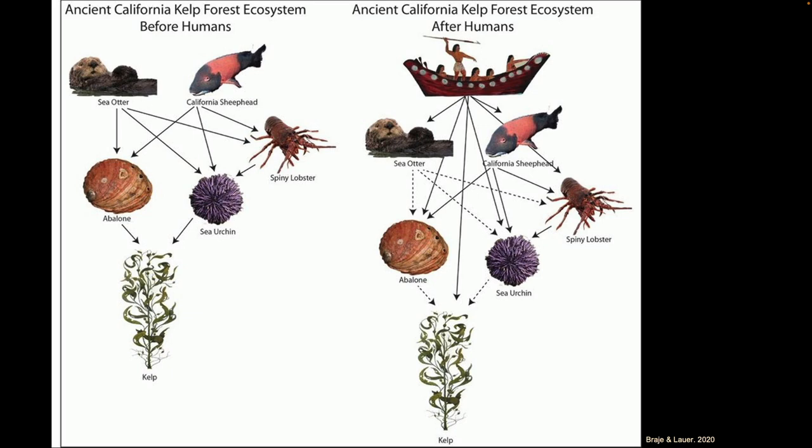So these systems, before we were in the picture, there were apex predators on our coastline, things like sea otters, things like sheephead, and we now dominate that. So we now dominate that, and we've dominated that for a long time. This is not a modern phenomenon. This is a human phenomenon.